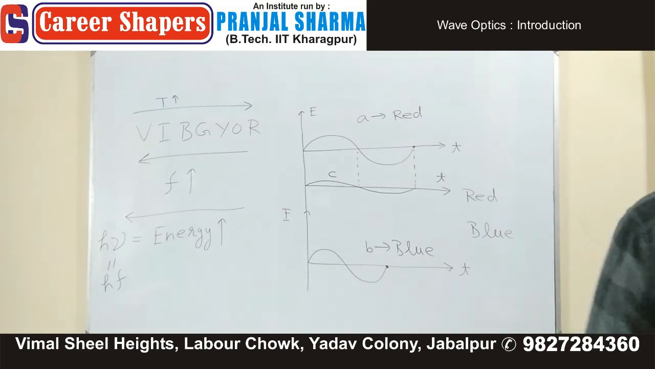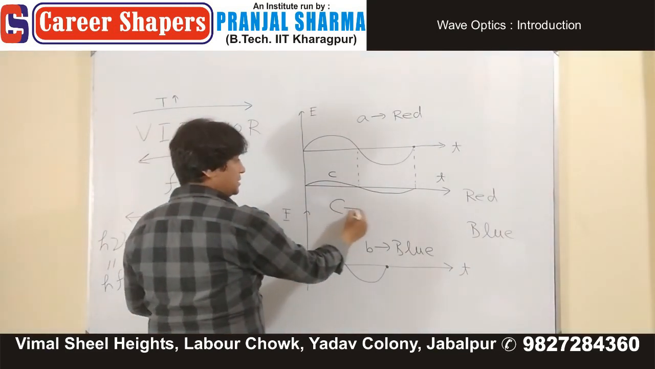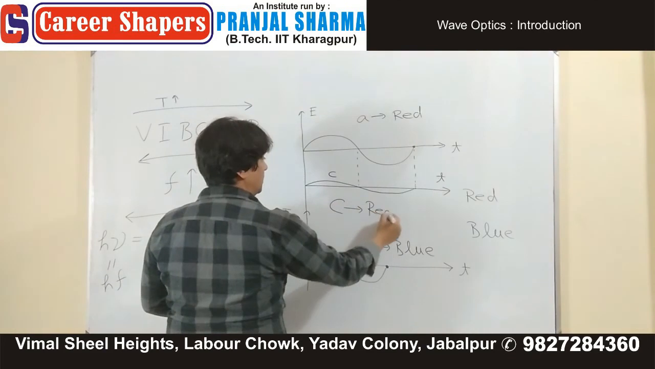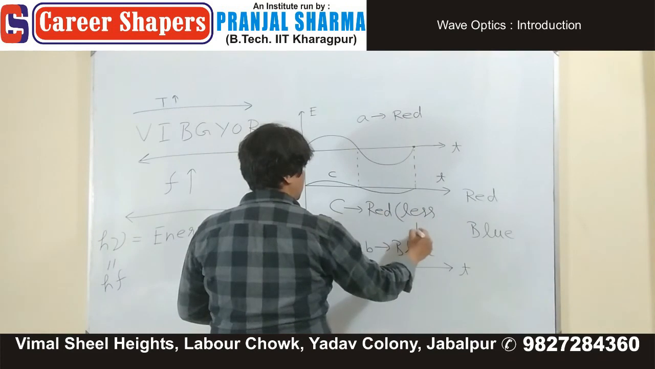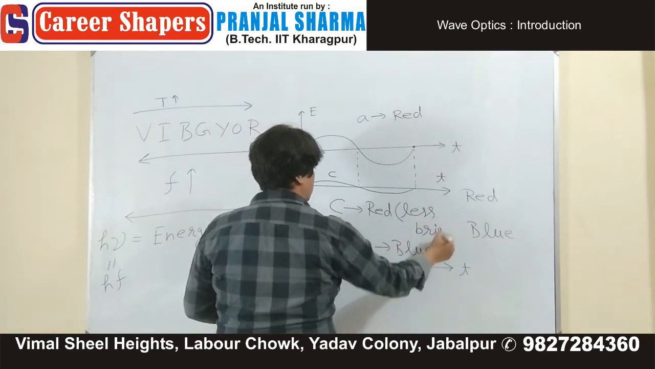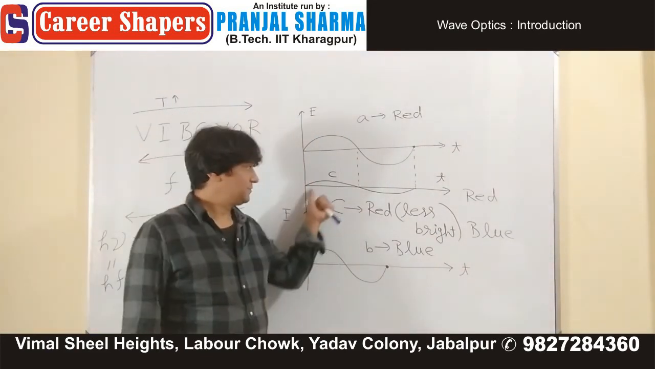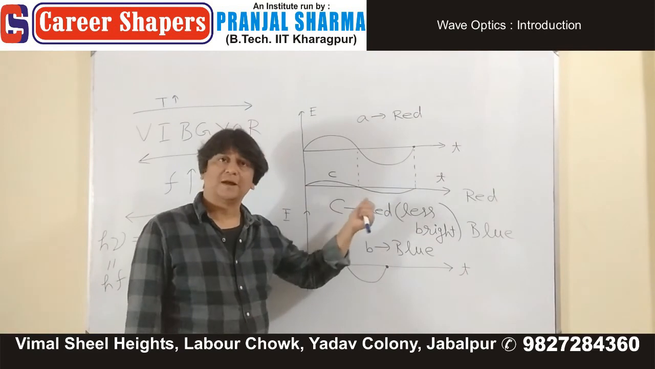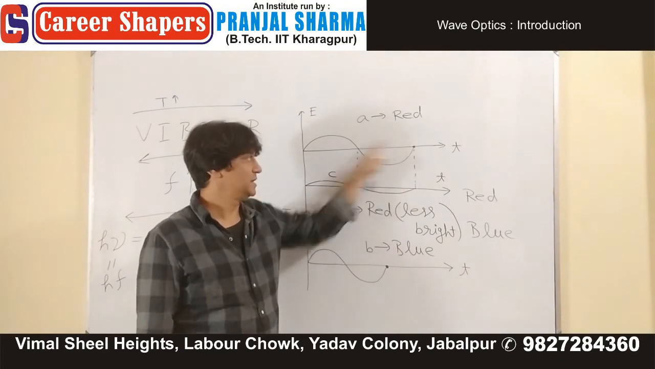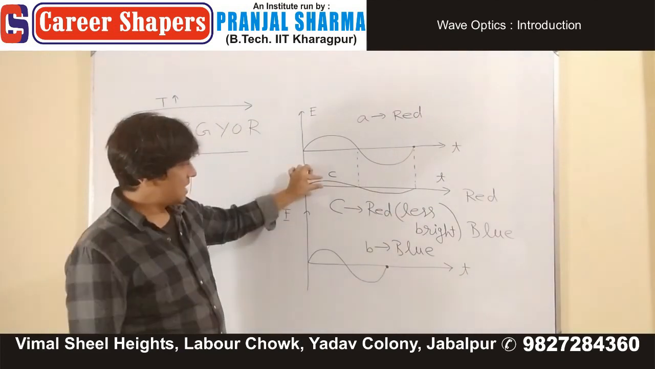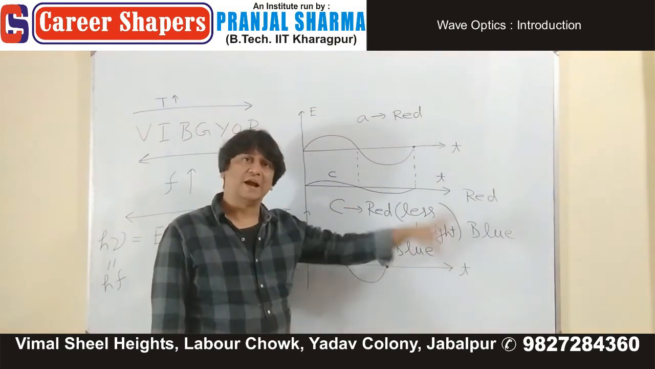Good, that's the answer. C is also red, but less bright. Graph C does represent red color because you get the same frequency, same time period, but since its amplitude is less, it will give you less brightness.